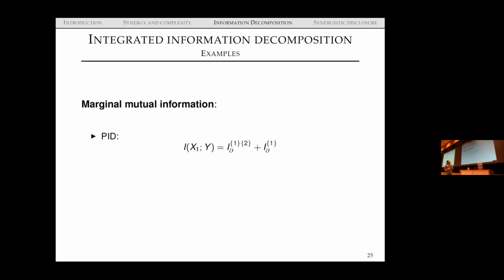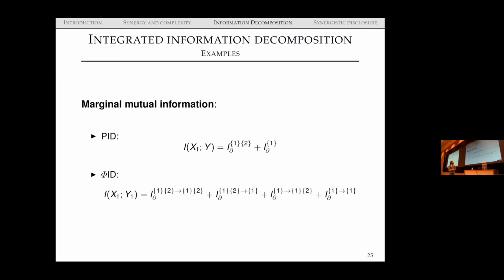For example, in PID, you can decompose the marginal mutual information into 2 terms. So the information that x1 has about y is simply the redundant information that both x1 and x2 have, plus the unique information that only x1 has about y. In ΦID, this decomposes into 4 terms. Again, just the square. Right? So we have the information that's redundant in the past and redundant in the future, then redundant in the past and unique in the future, and all 4 combinations of these 2 things.